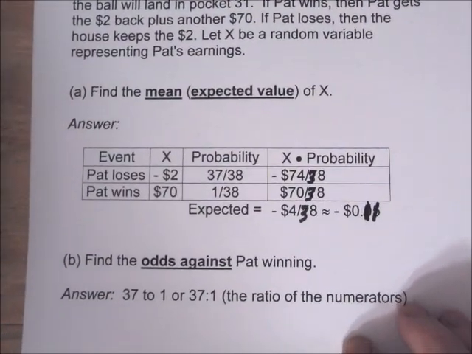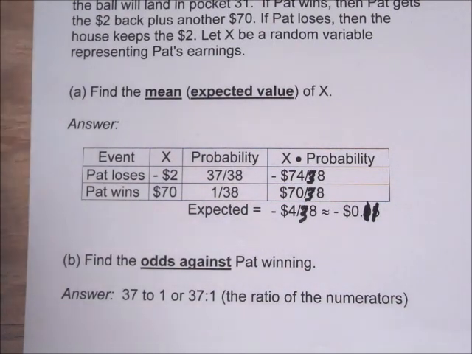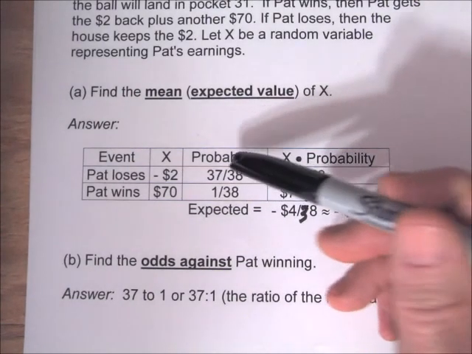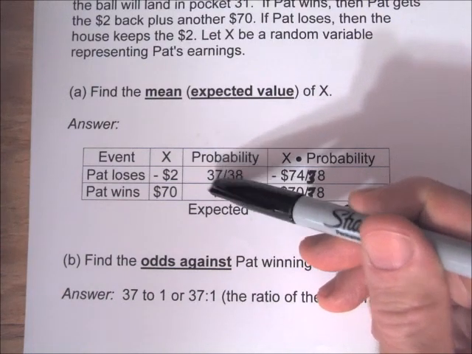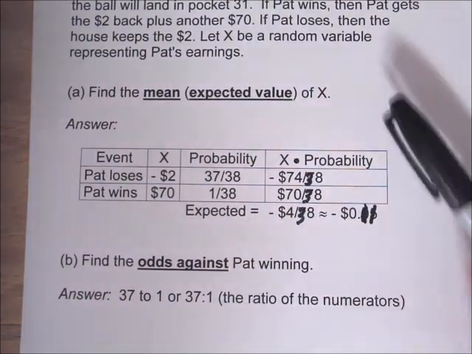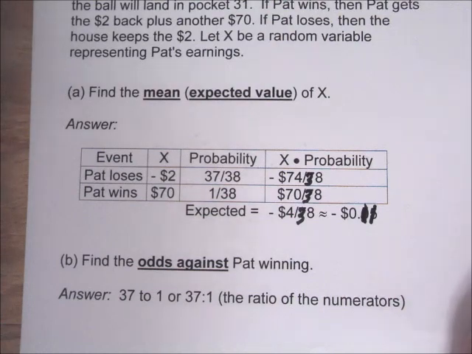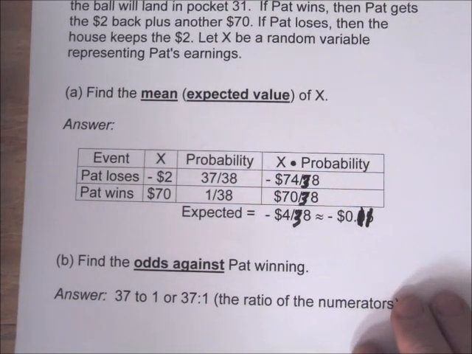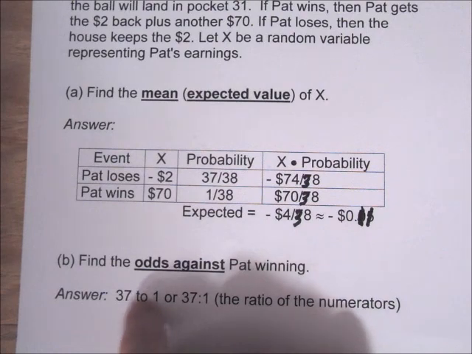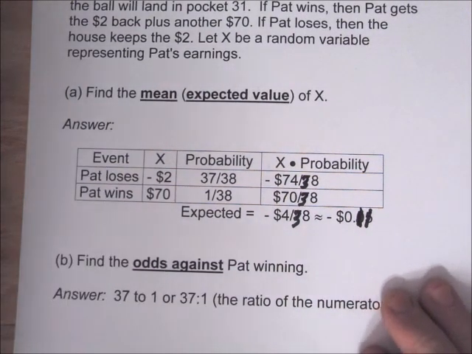And there's also something called odds in gambling. I'm not going to emphasize odds in this course, but odds are just the ratio of the numerators. So if you take the ratio of numerators, it's 37 to 1. So the odds against Pat winning is 37 to 1. Pat's likely to lose 37 times for every one time that Pat wins.